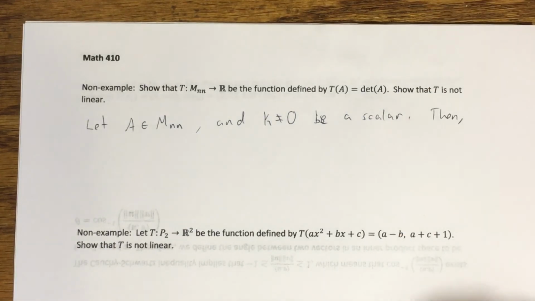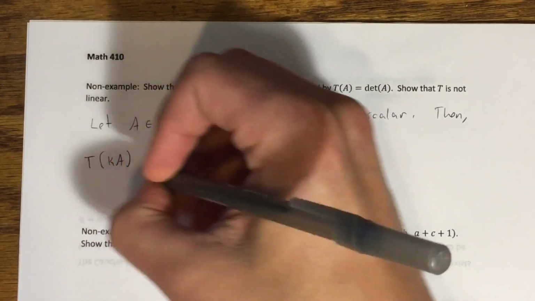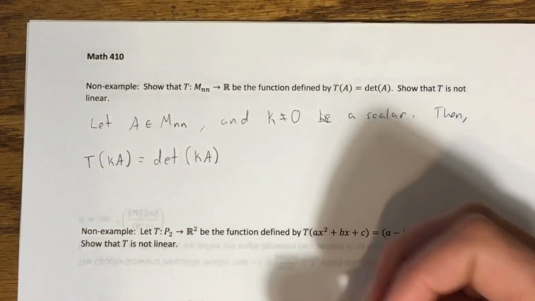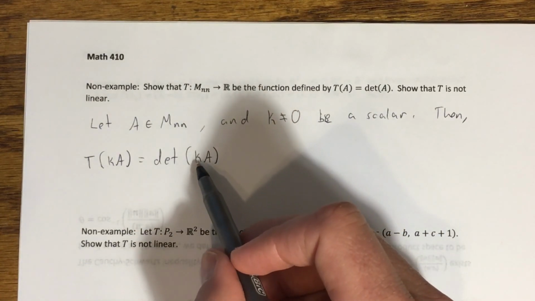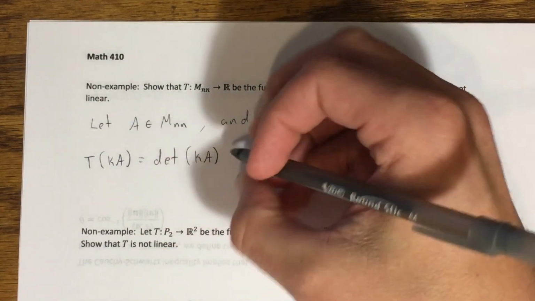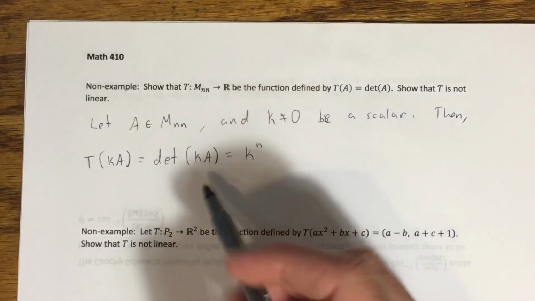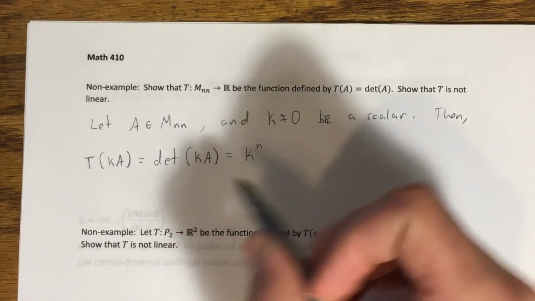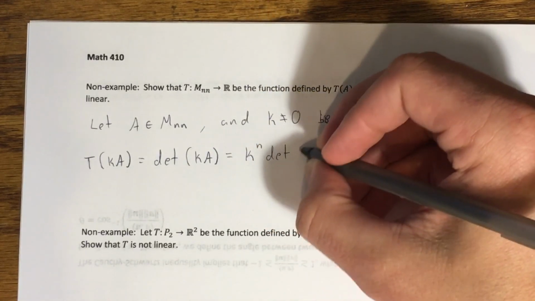Then, what I'm going to do is show that homogeneity fails. So homogeneity would say, start by looking at T of kA. Well, by definition, this is the determinant of kA. Now, we have a property for determinants that says that if you take the determinant of kA, this is actually the same thing as k to the nth power. Remember, what you can do is pull a k out of each row of A. And because there's n rows of A, we end up with n k's being multiplied out here. That's equal to k to the n times the determinant of A.